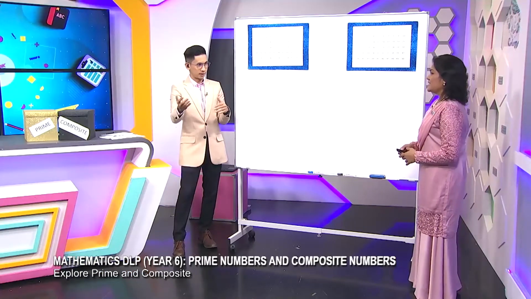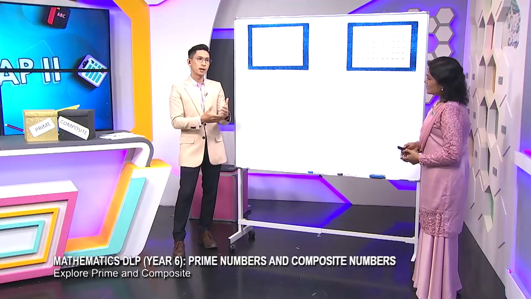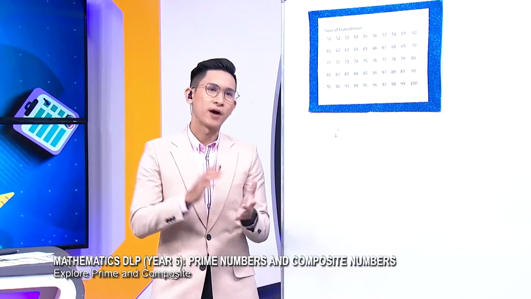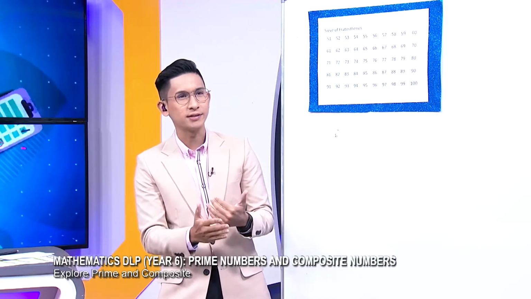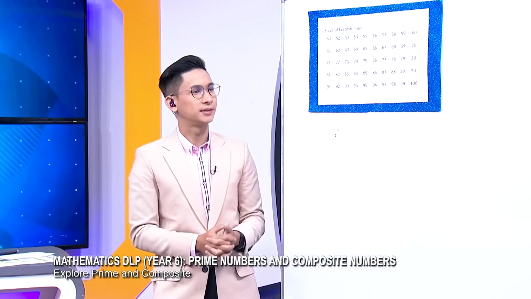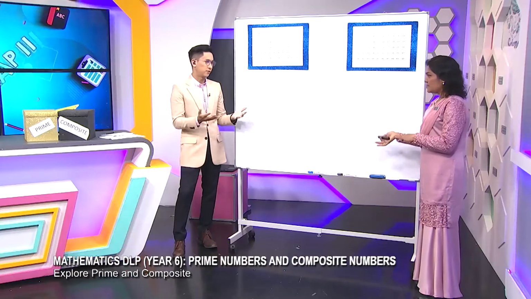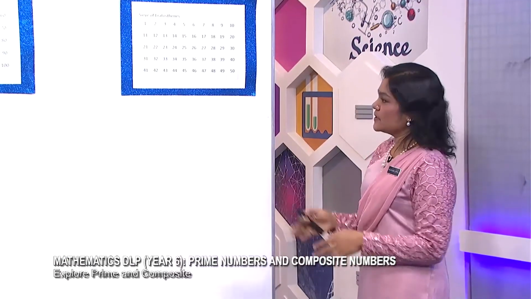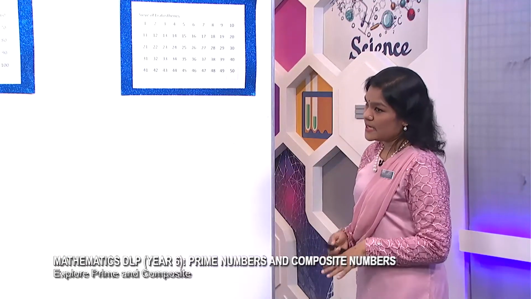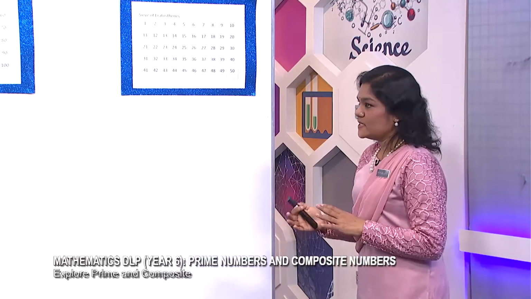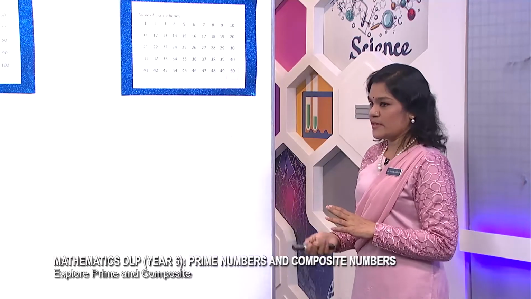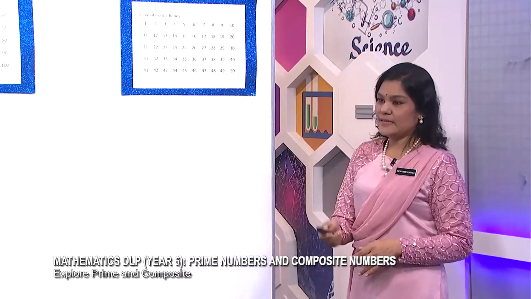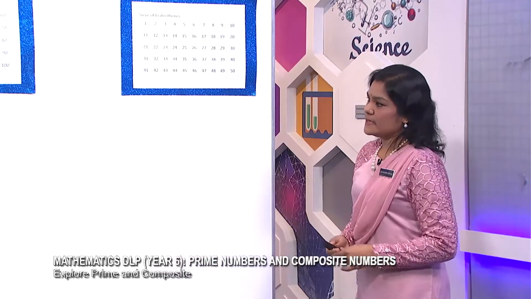You're right. That's even, and how about the odd numbers? Odd numbers are 1, 3, 5, 7, 9. These are odd numbers, the exclusion from the even numbers. Why do I ask about odd numbers and even numbers? Because when we come to prime and composite, you will learn that odd and even also matter. Shall we explore? Yes, let's explore, teacher.